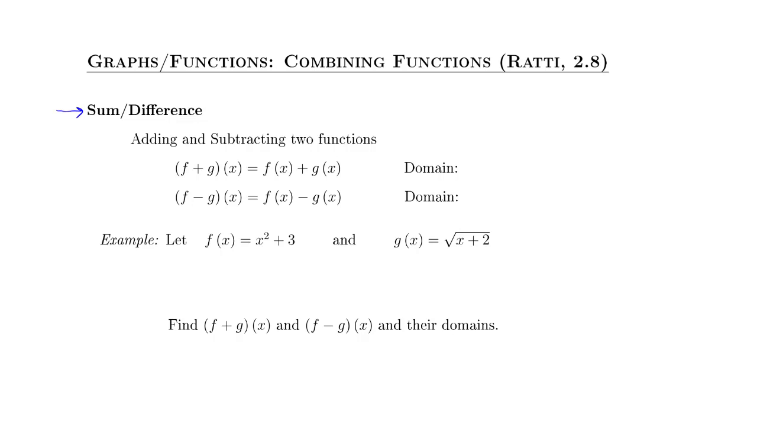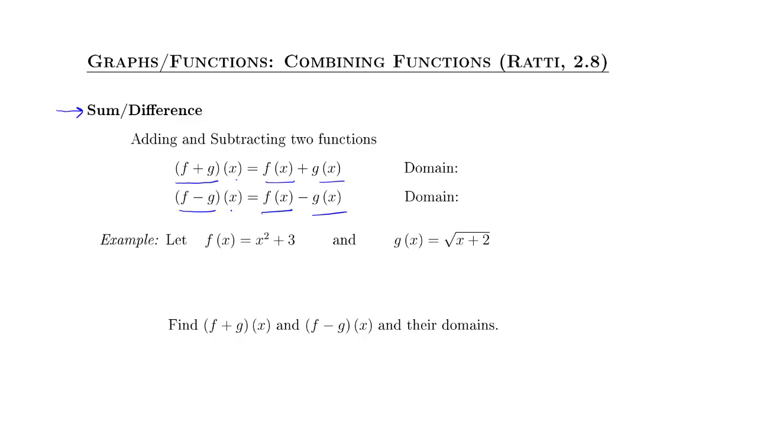So if we want to signal that we're doing the sum of two functions, then we would do f plus g of x, which in meaning is just f of x plus g of x. And if we want to do the difference function, then it's f minus g of x, which is just f of x minus g of x. All right, so that's how we describe it.